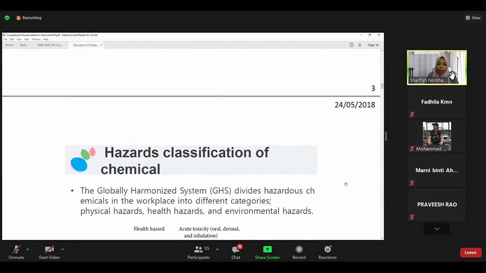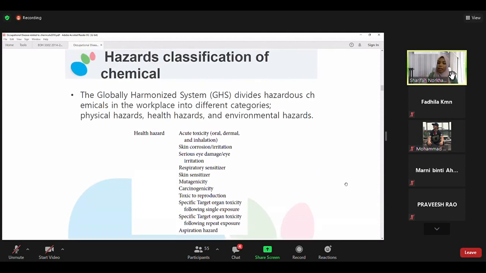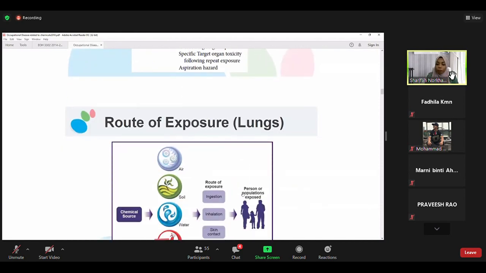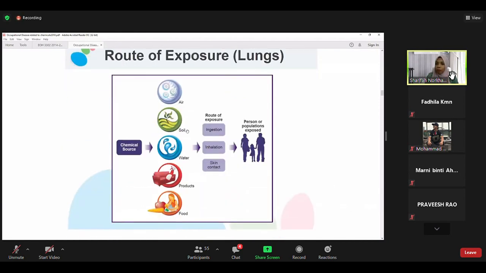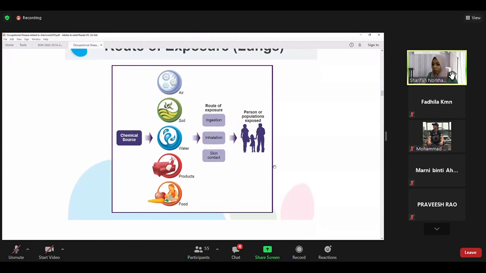Okay, and then the hazard classifications of the chemicals ni can be varies lah pelbagai. Ada yang is under toxicity, skin corrosions, carcinogenicity dan sebagainya. The routes of exposure, this is one of the examples, how it affects your lung. The chemicals exposure can be from your food, from your products, from the soil, from the air, and then it either contact with you from ingestions, inhalations, and also the skin contact. So this is how the routes of exposure of the chemicals to us.